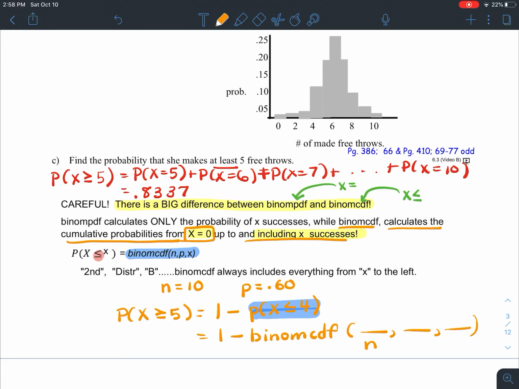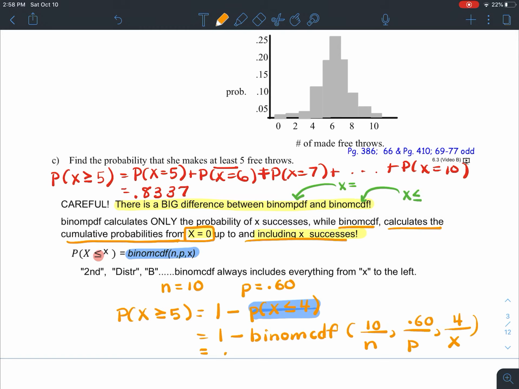Again, I need 3 inputs: N, P, and what I'm counting all the way up to. So there are 10 free throws, a 60% free throw shooter, and keep in mind when I put a 4 here, this is going to calculate the probability of everything from 0 all the way up to 4, the less than or equal to 4, and that's the part I'm wanting to subtract off of 1.